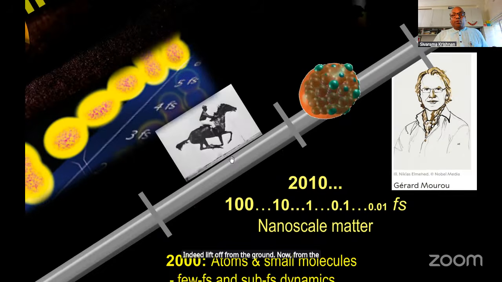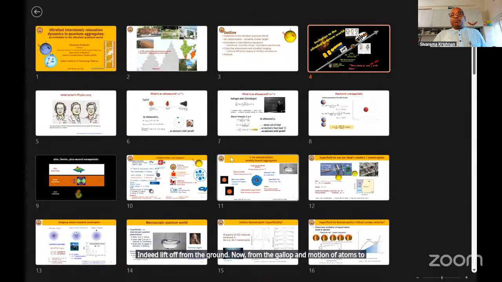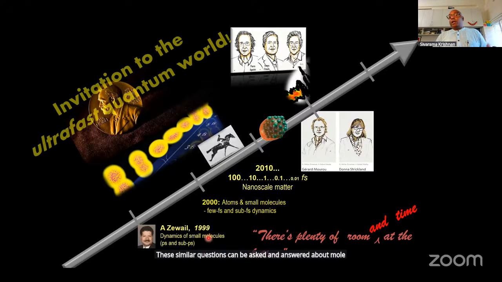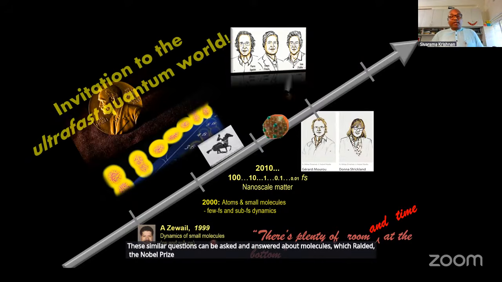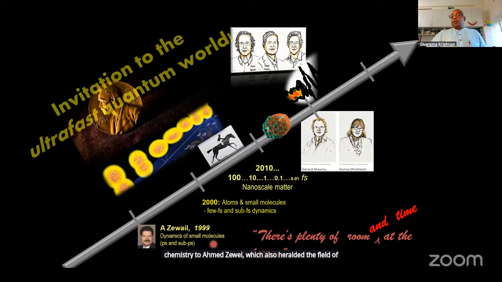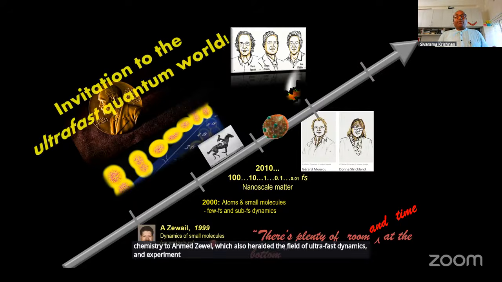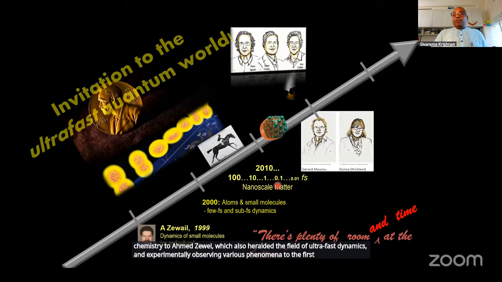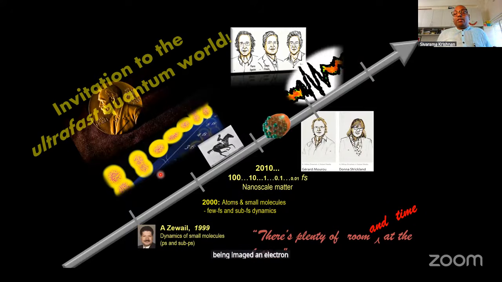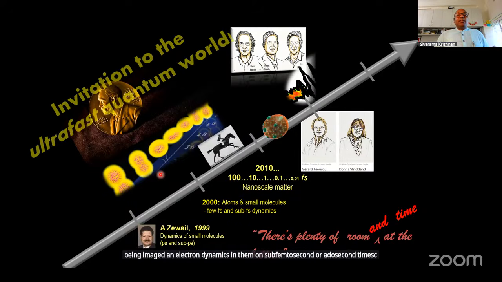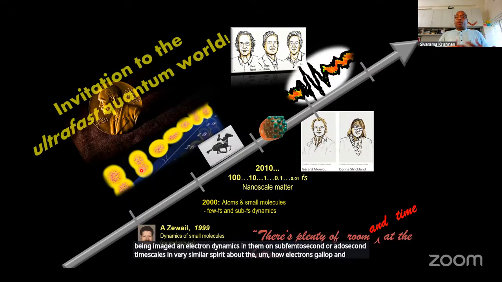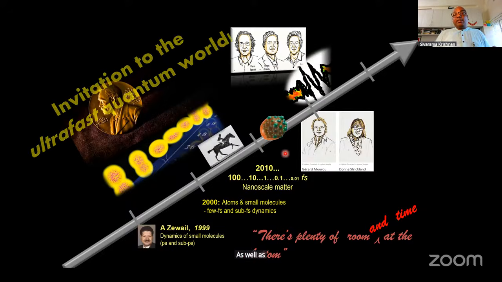Now, from the gallop and motion of atoms to the world where these similar questions can be asked and answered about molecules, which heralded the Nobel Prize in 1999 in chemistry, to Ahmed Zewail, which also heralded the field of ultrafast dynamics, and experimentally observing various phenomena, to the first decade of the 21st century, which saw atoms being imaged and electron dynamics in them on sub-femtosecond or attosecond timescales, in very similar spirit about how electrons gallop and take shape during their motion, as well as nanoparticles and so on.